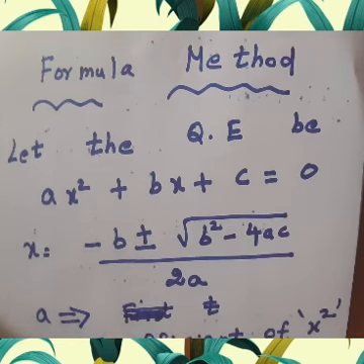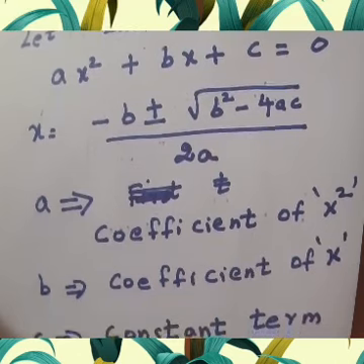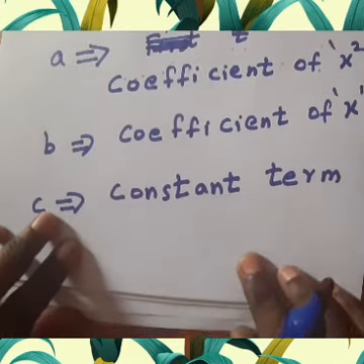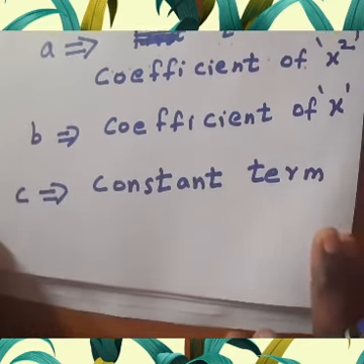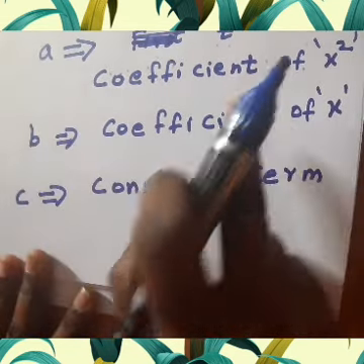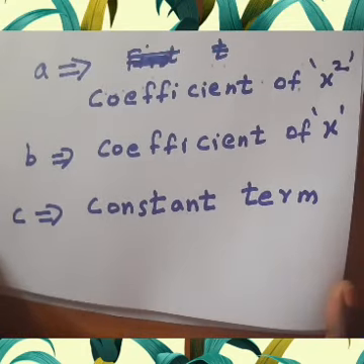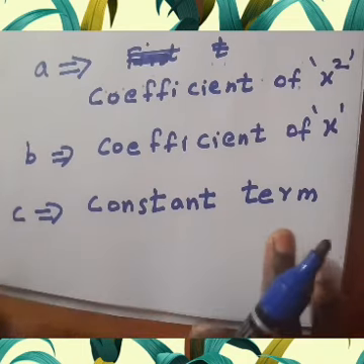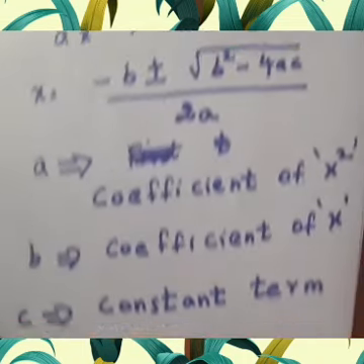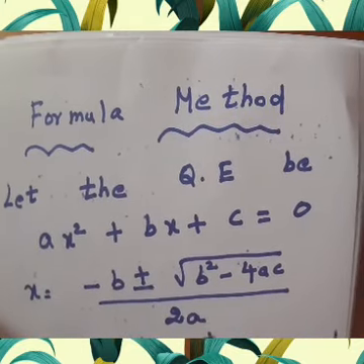Excellent. Good students, I hope you're following along with me. So I have written it here. A is the coefficient of x square. B is the coefficient of x. C is the constant term. Understood, students? So here you can have a look again at the formula.